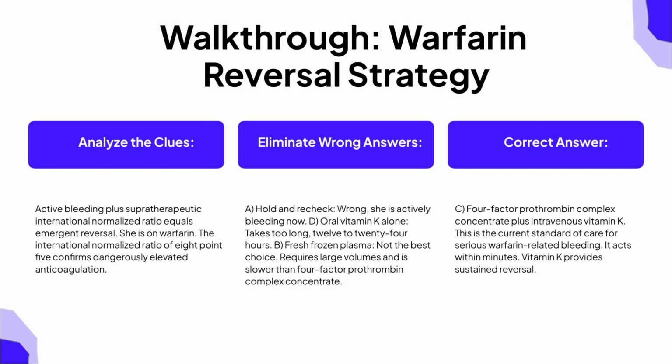Choice D, oral vitamin K alone, takes 12 to 24 hours to work. She is bleeding now. The test-taking strategy here is simple. Active bleeding plus supratherapeutic international normalized ratio equals emergent reversal. 4-factor Prothrombin Complex Concentrate is faster than fresh frozen plasma. Always give vitamin K alongside it for sustained reversal.